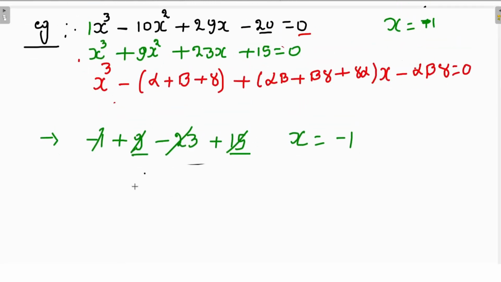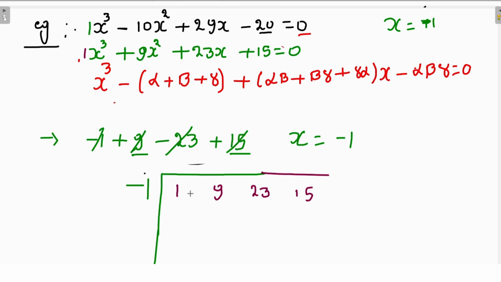Now I told you to solve this equation by long division method, which means we have to reduce the cubic equation to a quadratic equation. So I will write the coefficients of the equation: 1, 9, 23, 50. The first step, I have to write 1 as it is. After that, minus 1 into 1, minus 1. 9 minus 1 will be 8. Minus 1 into 8, minus 8. 23 minus 8 will be 15. Minus 1 into 15 will be minus 15. Then here you will always get 0.